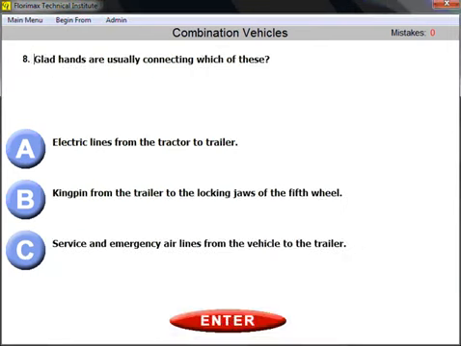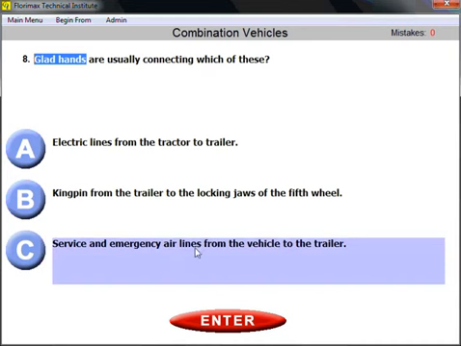Right? Very good. Question number 8. Glad hands are usually connecting which of these? You simply need to be familiar with the terminology. Glad hands are special words used to identify service and emergency airlines from the vehicle to the trailer. They are associated with the airlines. So when you read glad hands, you don't even need a description. They just associate with the airlines. Glad hands, airlines.